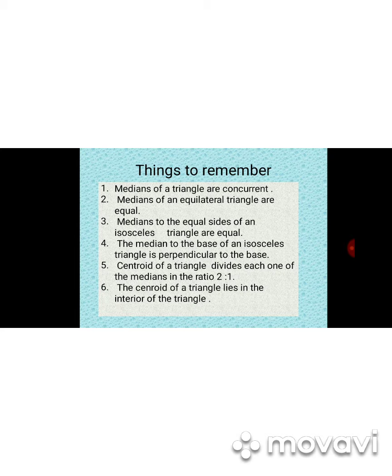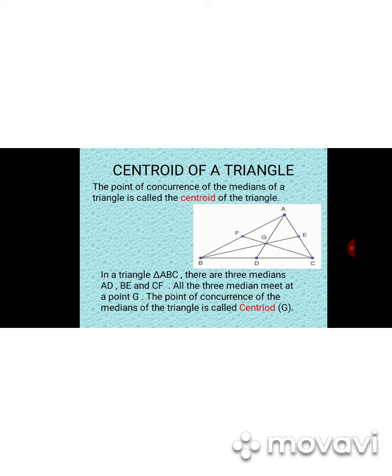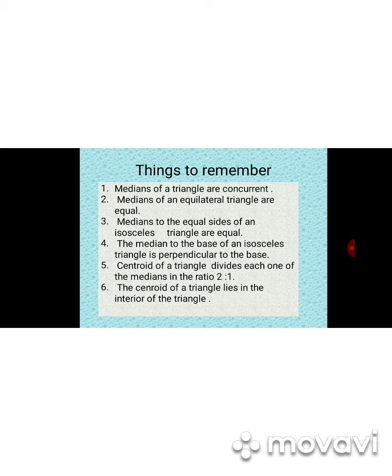Now, centroid of a triangle divides each of the medians in the ratio 2:1. Now, look at this figure. In this triangle ABC, AD is the median, G is the centroid. Now, this point G divides AD in the ratio 2:1. That means AG length and GD length are in the ratio 2:1, right? Similarly for BE and similarly for CF. That means जो centroid है वो median को 2:1 में divide करता है, right? Now the next point is: centroid of a triangle lies in the interior of the triangle.